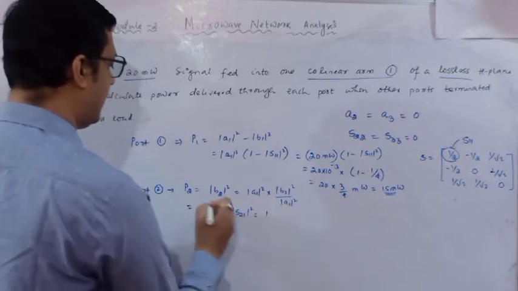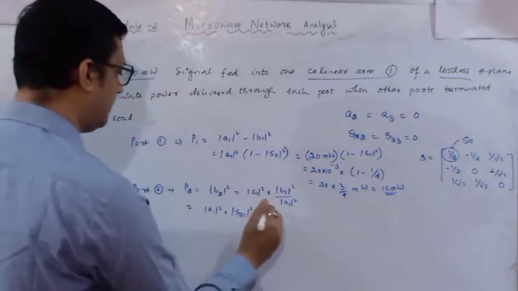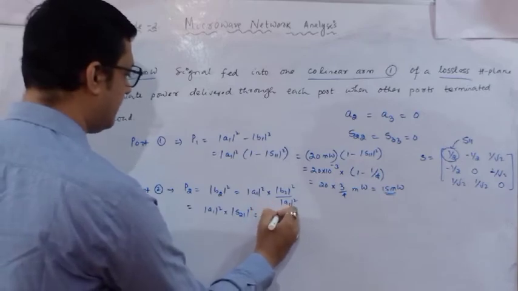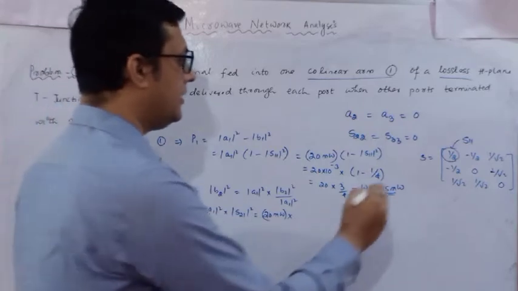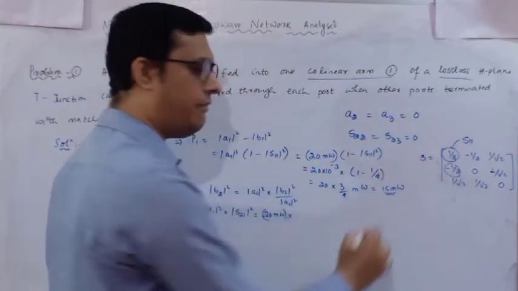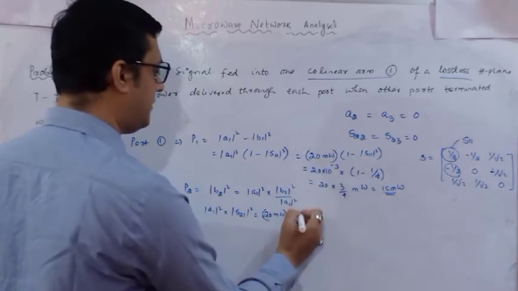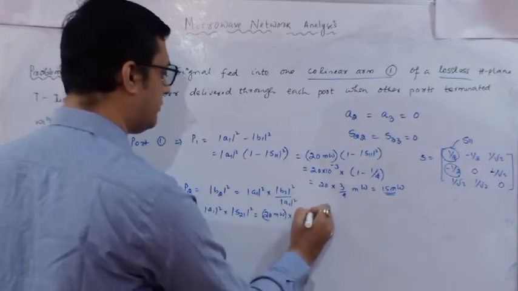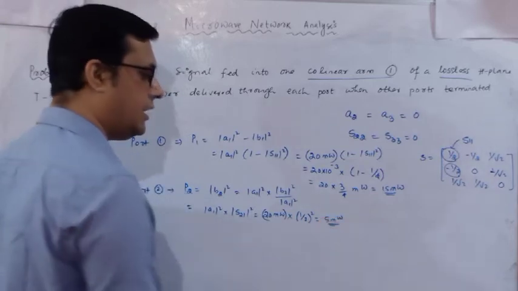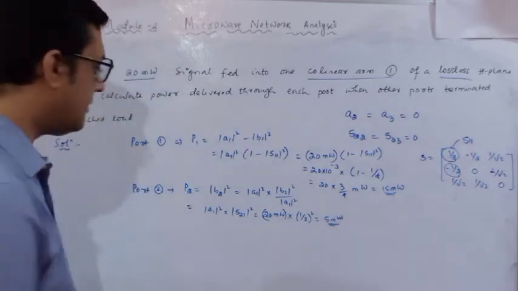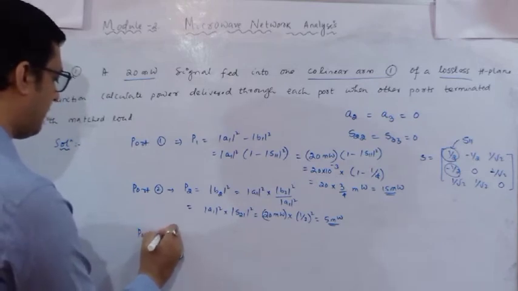So A1 square is how much? A1 square is 20 milliwatt. And what is S21? S21 is minus half. So here mod of minus half is half. So half whole square is 1 by 4. So here I will get 5 milliwatt. Similarly, at port 3, what is the power available?